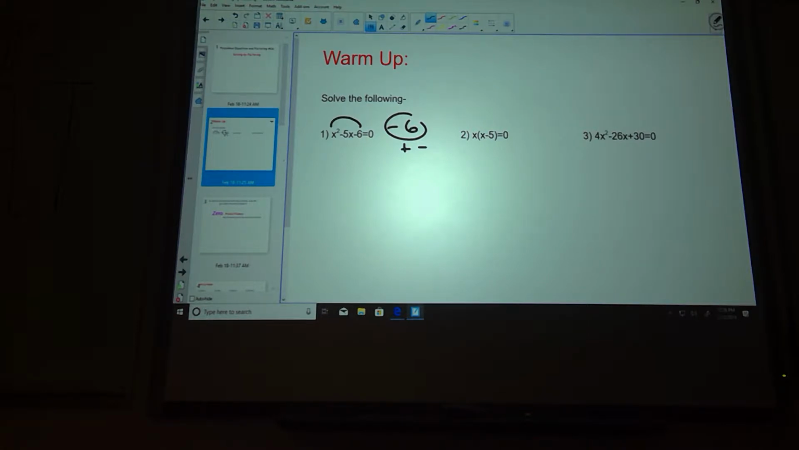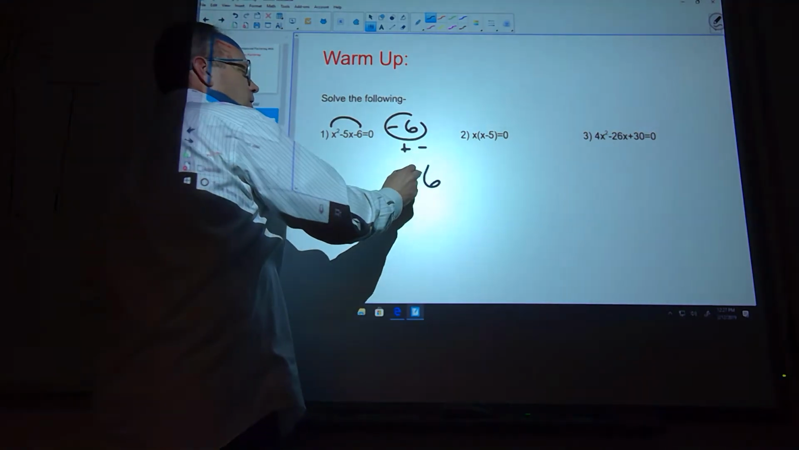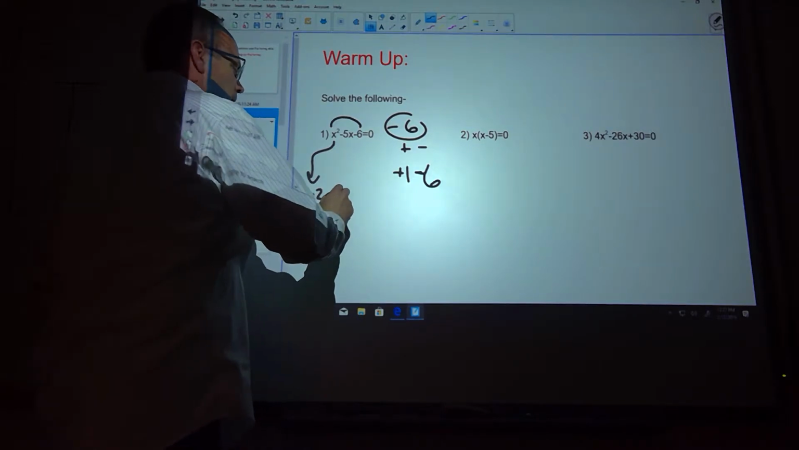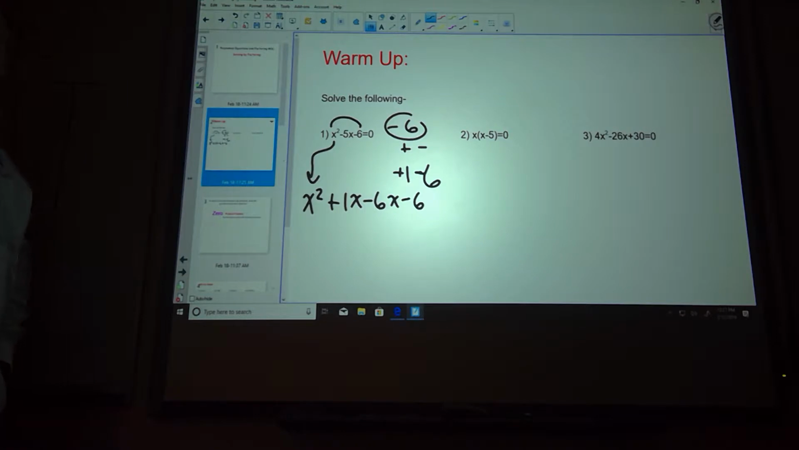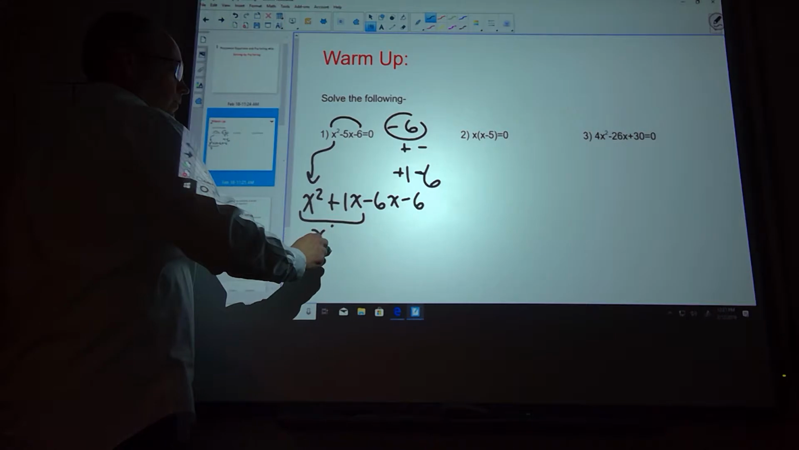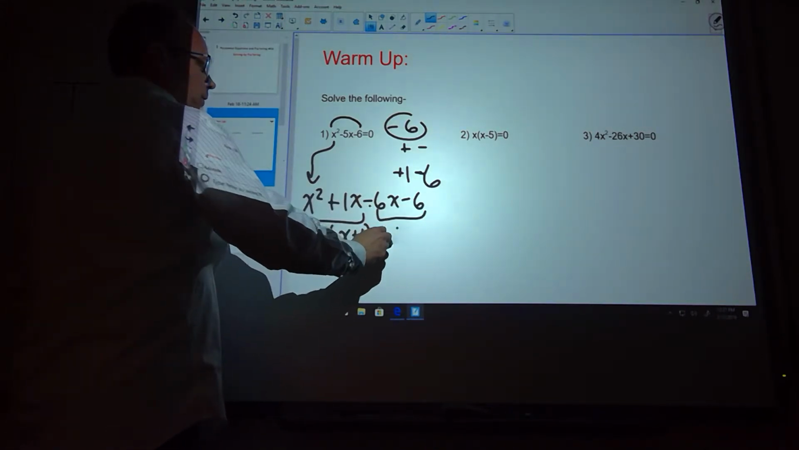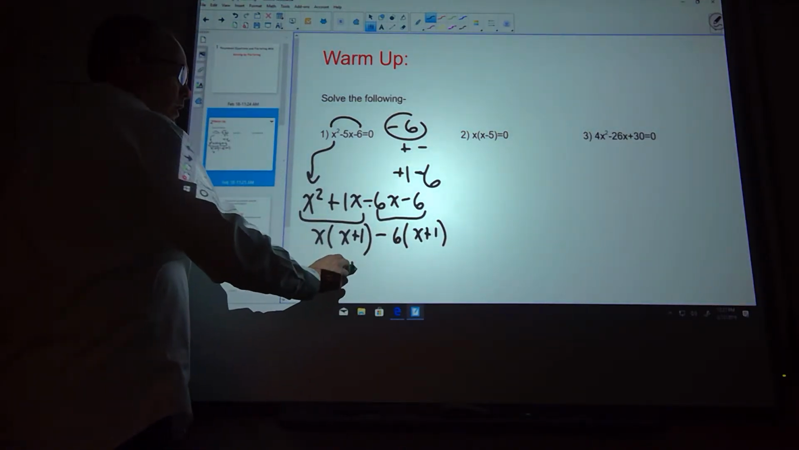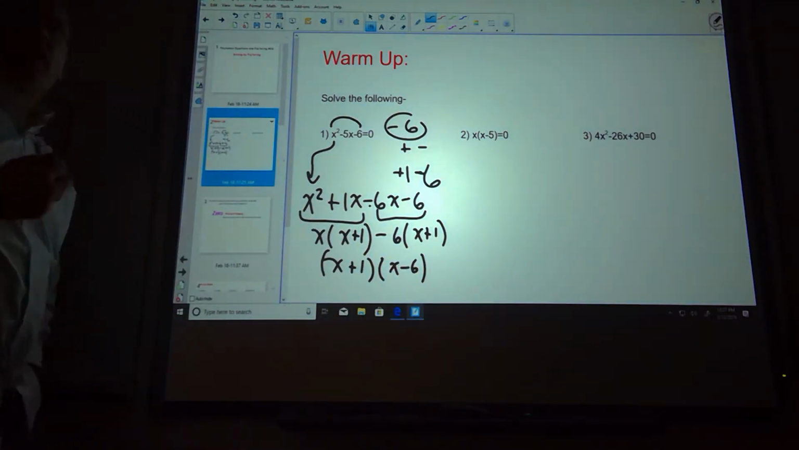1 and 6. 1 and 6, definitely. The 6 is going to be our negative. So I have x squared plus 1x minus 6x minus 6. Agree? Then let's factor that. That sign has to come down, so I'm factoring a negative 6 out of both of those. So that gives me x plus 1 and x minus 6. If you get to that point, you factored it.